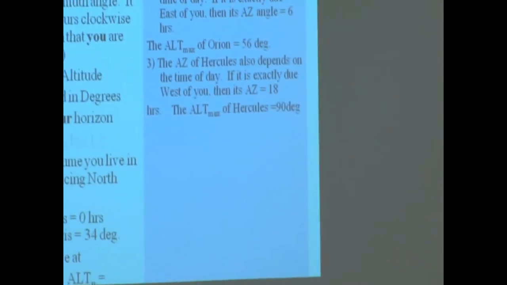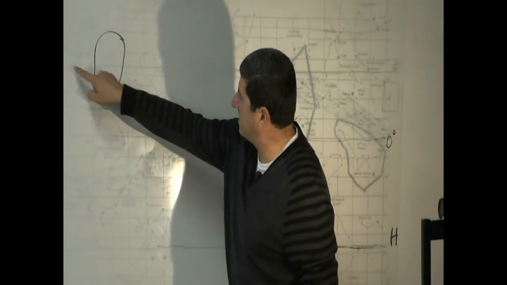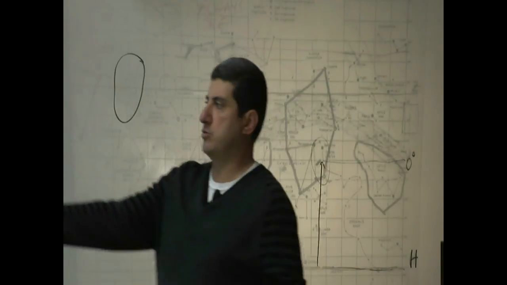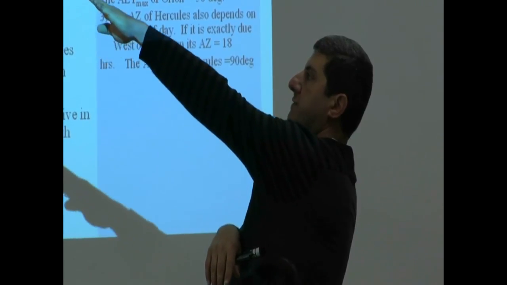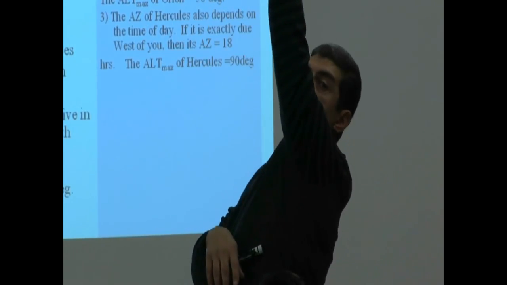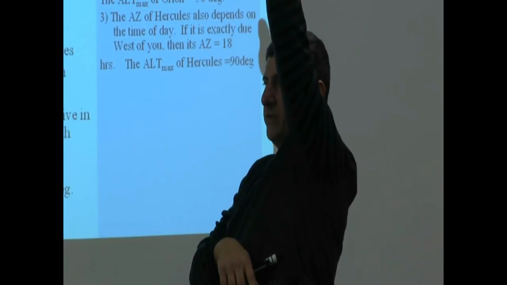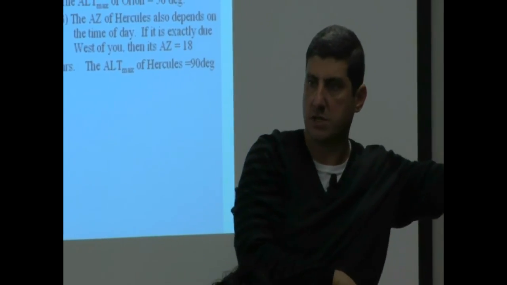What's the maximum altitude of Hercules? 90. Why is that? Well, look where Hercules is located. You see this line? That's your meridian. See, that's your zenith. So basically, what does that mean? Hercules will rise directly east of you. It's going to go like this. As it's rising, the altitude is increasing: 20, 30, 40, 45, 50, 60, 70, 80, 90. See, directly over you. Then 80, 70, 60, 50, 40, 30, 20, 10, and so on, okay?